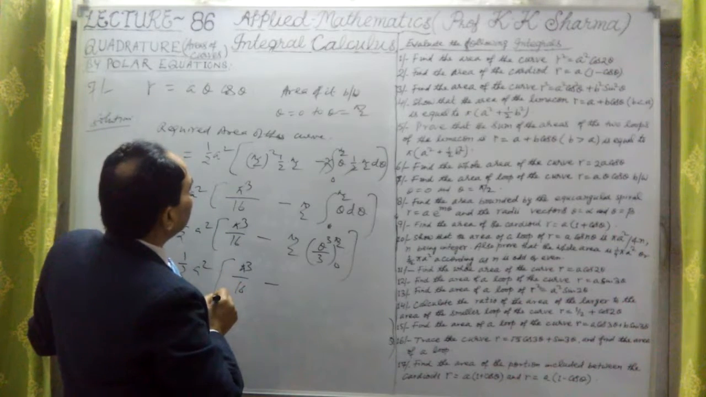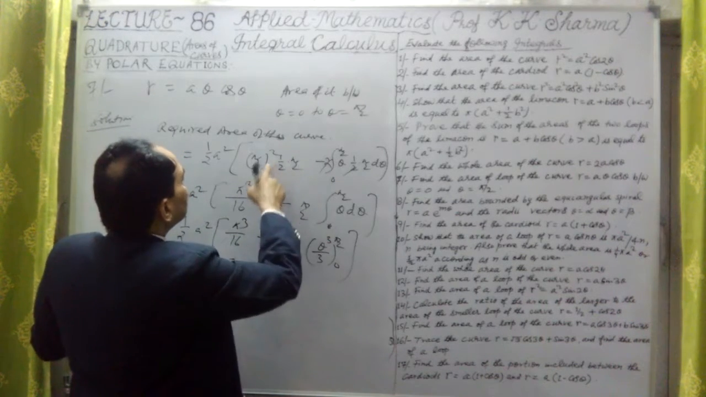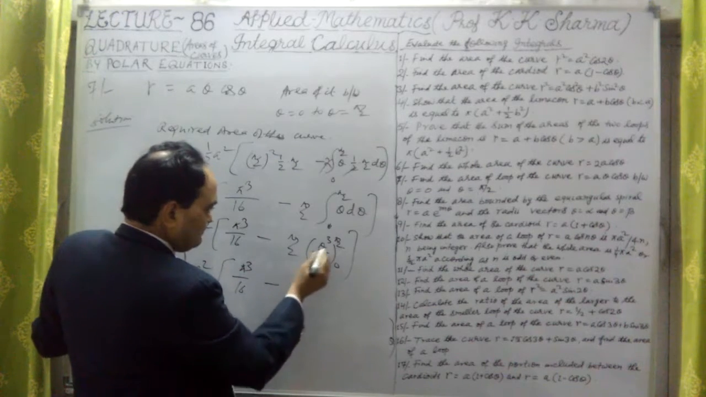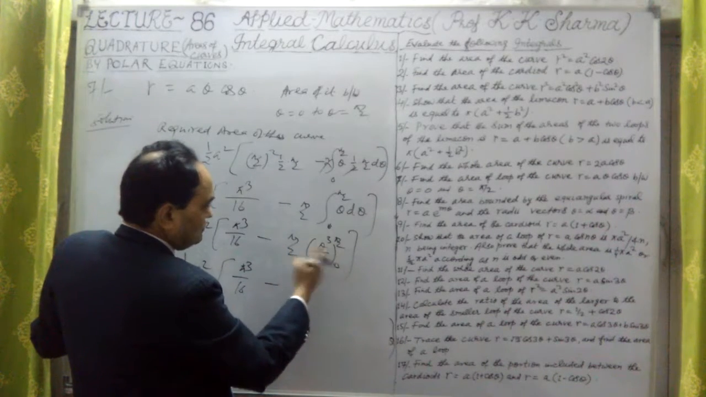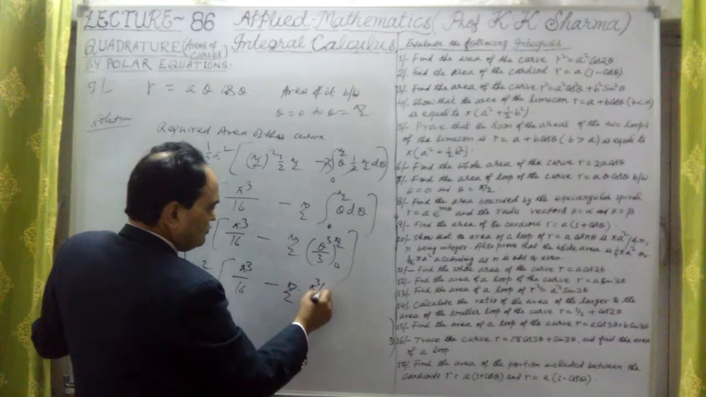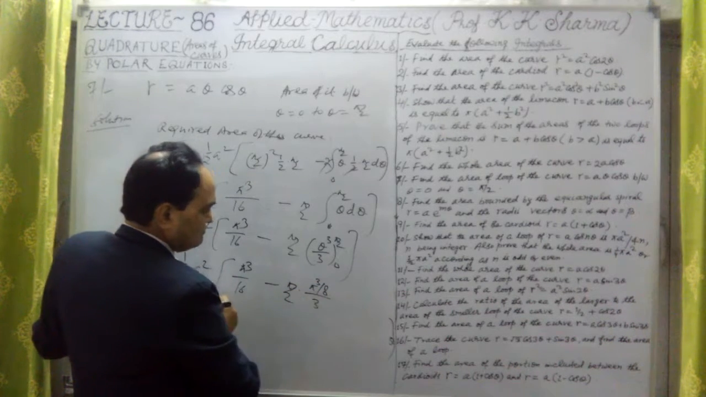It is pi by 4. Here pi square by there. Okay, this is pi cube only. Now this is pi by 4 because pi by 2 came from there. So this is pi by 2 here. It is pi cube upon 8 upon 3.